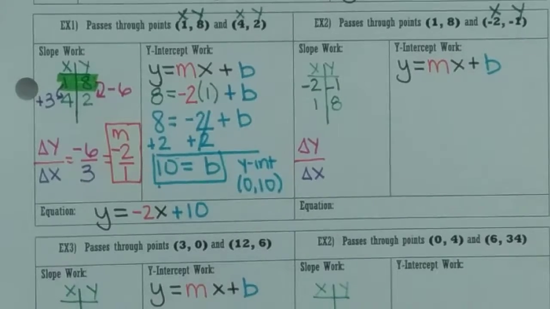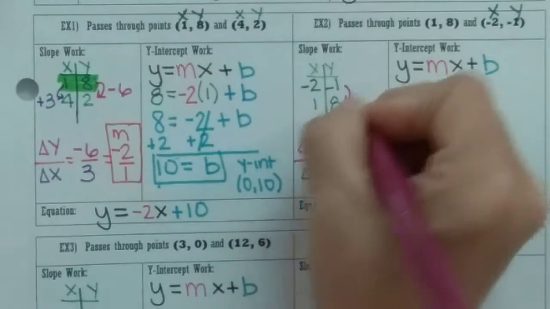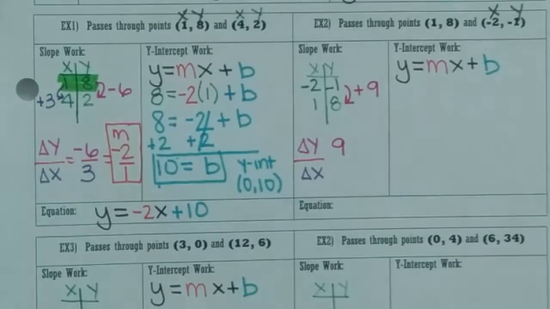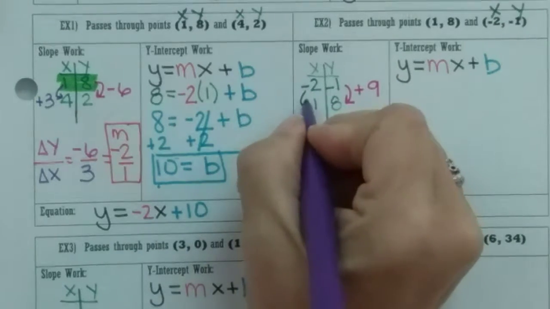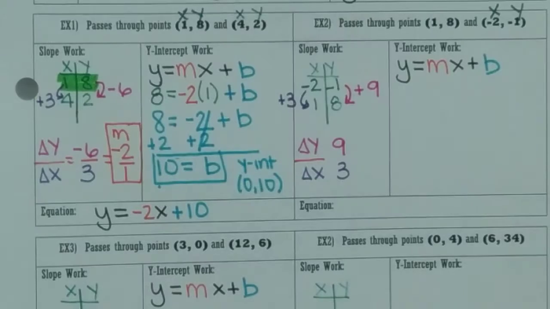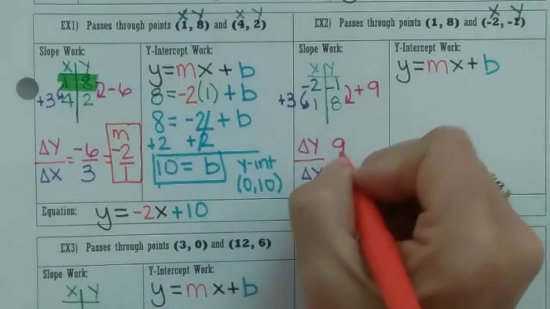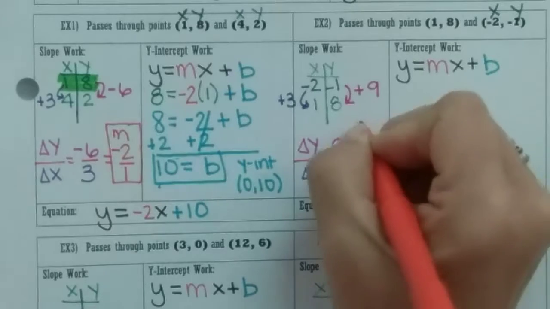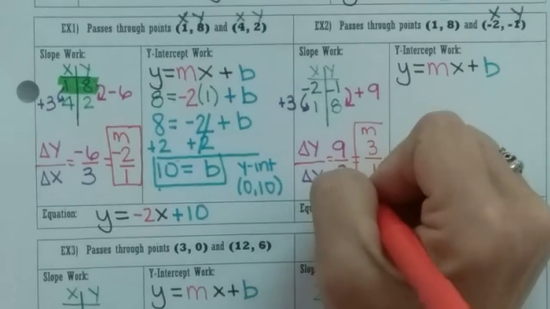So we need our delta y. Our change in y is from -1 to 8 will give us a positive 9. And our change in x from -2 to 1 will give us a positive 3. And we can reduce that one. 9 over 3 does reduce to 3 over 1. And that's the m value or the slope.